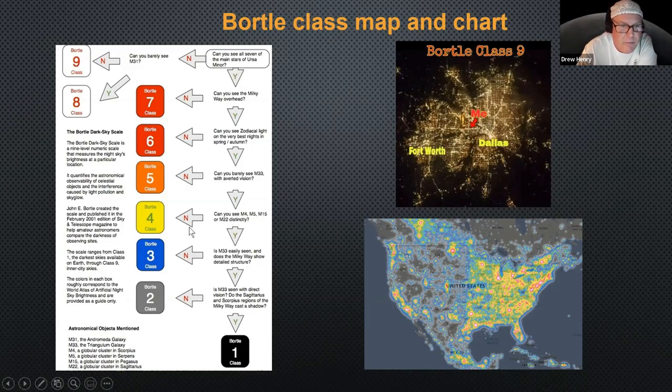And the Bortle class is where you determine how dark the skies are where you're at. But anyway, the reason for that is the three brightest objects in the night sky are going to be the moon, Jupiter, and Venus. And the rest of the planets are pretty bright as well. So you're going to be taking really fast frame rates, just the opposite from deep sky, which requires dark skies and long exposures.